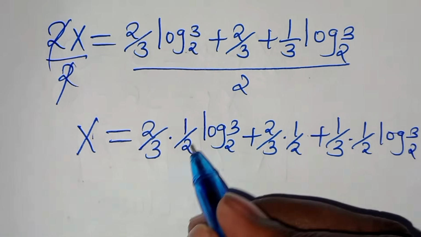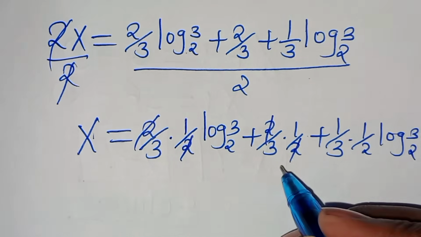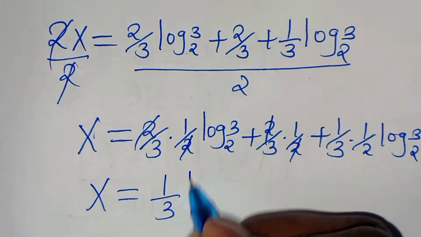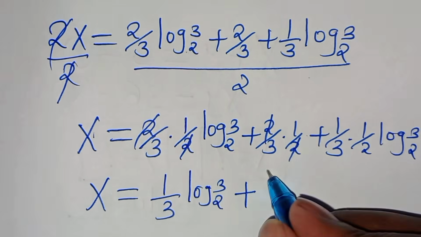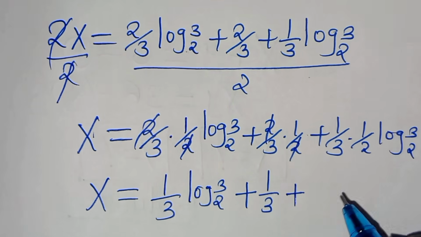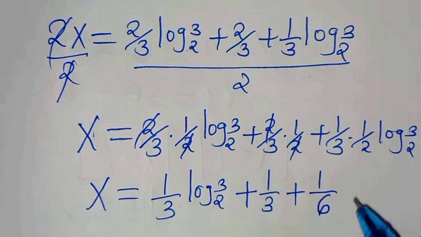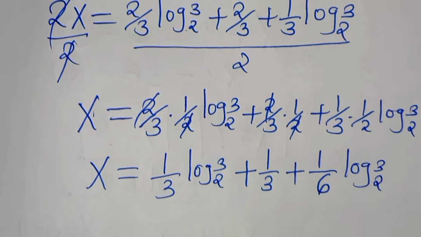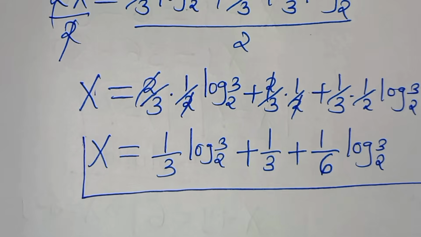Now let's simplify here. 2 and 2 simplifies. Again, 2 and 2 here simplifies. So this means that x is 1 over 3 log 3 to base 2, then plus 1 over 3, then plus 1 over 6 log 3 to base 2. Now, this is the value of x.